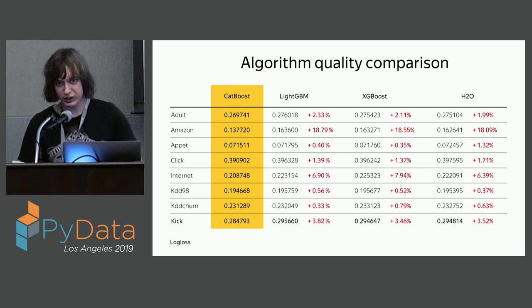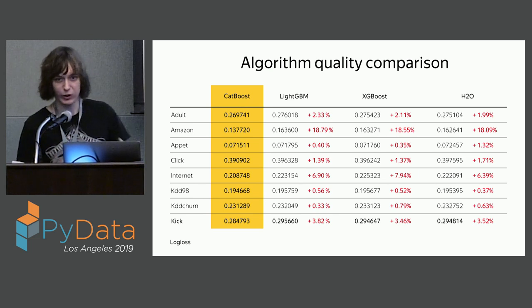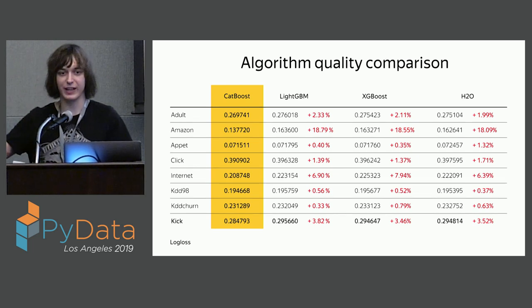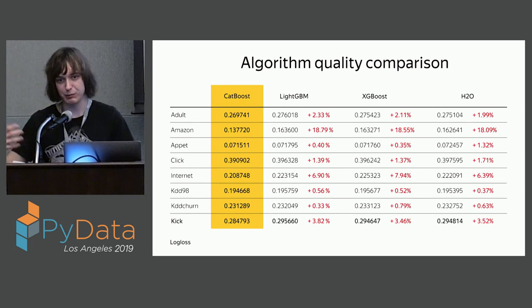And for numerical data, we will be comparable because, for example, for the GPU version, we have our own type of decision trees, plus we have support to train models very similar to the ones from LightGBM or XGBoost.